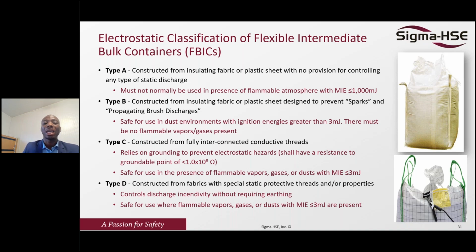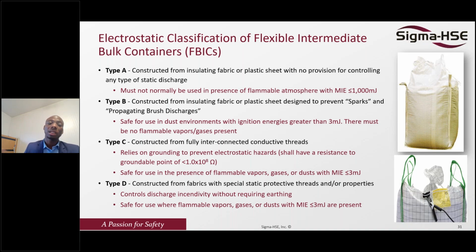Type A is not for use in an area where the material is explosible. If the material is flammable, you should never use a type A. You can only use it if the minimum ignition energy of the material is actually greater than 1000. It's constructed from insulated fabric or plastic sheet with no provision for controlling any type of static discharge. And normally you can use it only for materials with higher ignition energy.